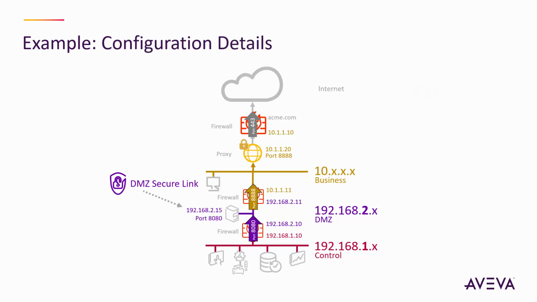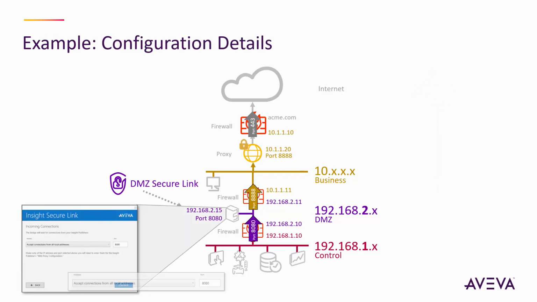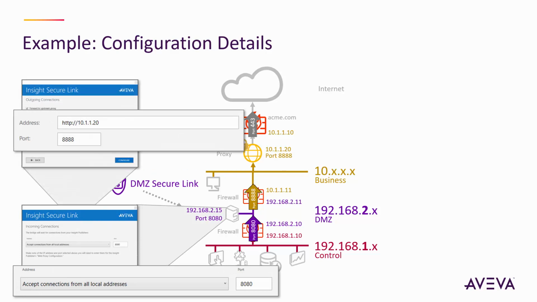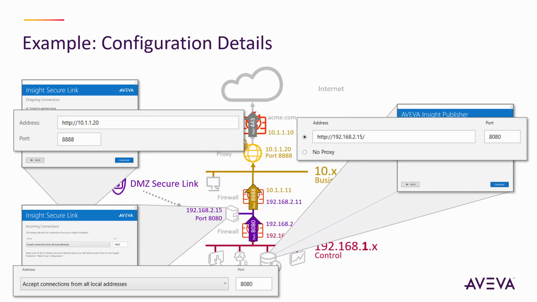So let's look at how you would configure this. Once I install DMZ Securelink, I can configure which IP addresses it listens on and the port that it uses. And then if there's an upstream proxy, this corporate proxy, I can configure that as the forward proxy it will use to get to the internet. So that would be my corporate proxy. Specify that in DMZ Securelink in the configuration. And then on the publishing side, in the publisher, I can also specify a proxy. And for that proxy, I'll reference the DMZ Securelink.